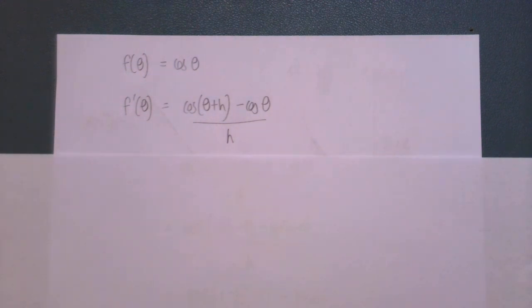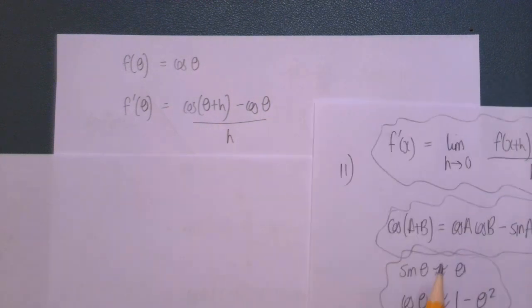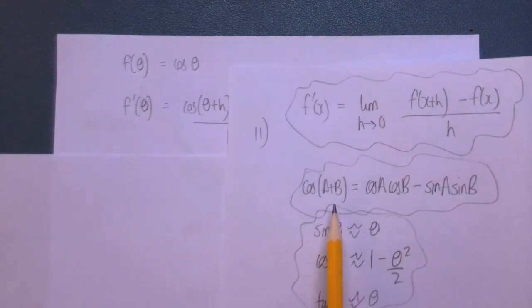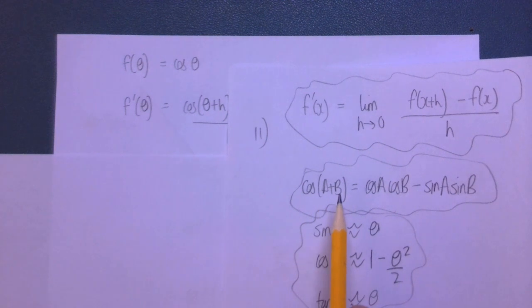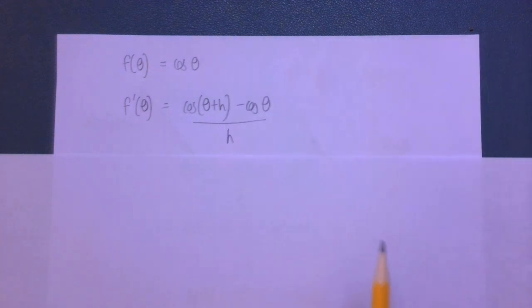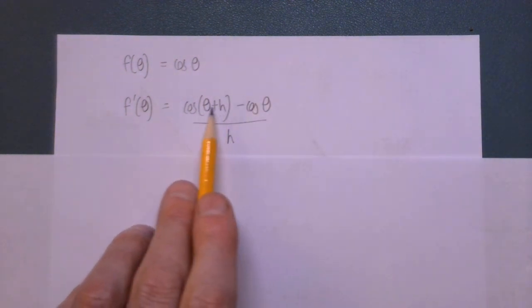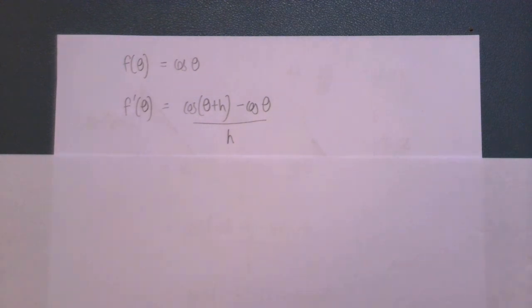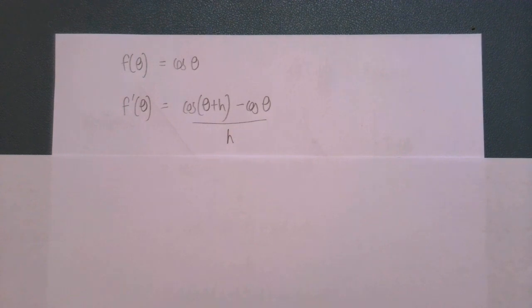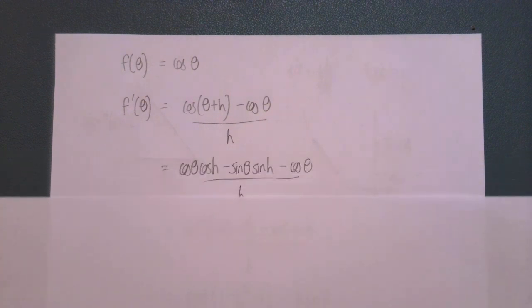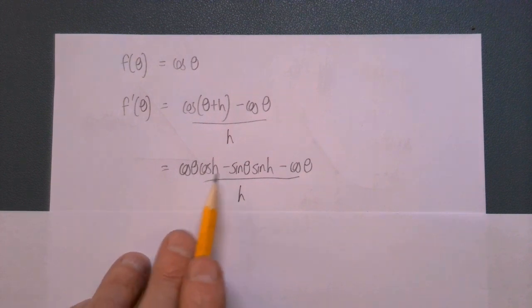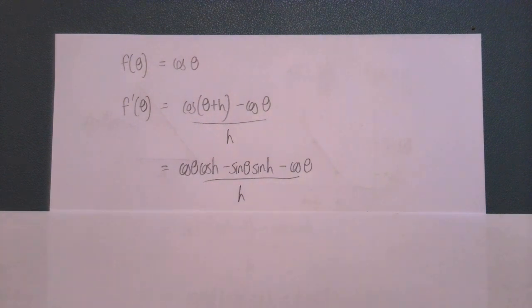Now, this is where the cos a plus b formula comes in. So if I make a equal to theta and b equal to h, I can expand that. So you might want to pause at this point and do that. I'm now going to show you that, so if you want to have a go at that yourself, pause. There we go, so you get cos A cos B minus sin A sin B.